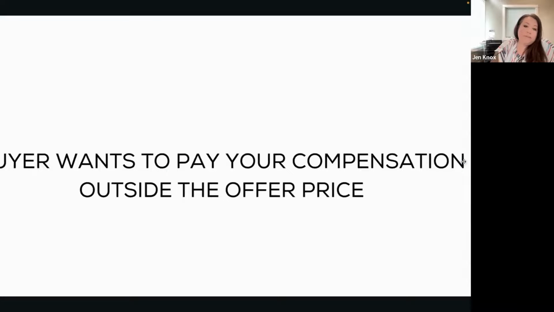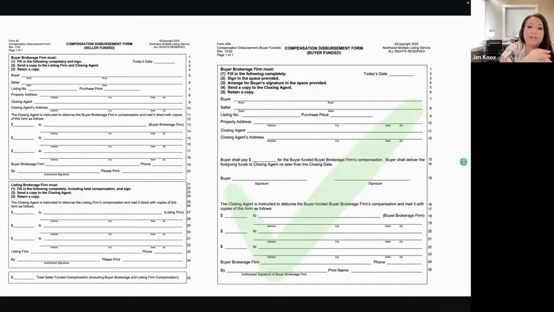The buyer would not be bringing any money to the table for the compensation. So if your buyer wants to pay your compensation outside of the offer price, so this could be a number of situations, but more or less off-market situations, then you would definitely make sure that anything that buyer brings to the table that is labeled as compensation is going to be 40A.